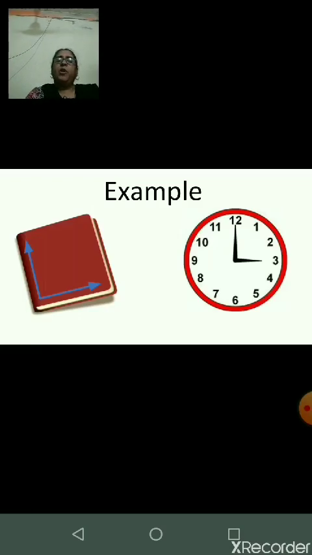Now in this picture, what do you see? The first picture is about a book. If you see the book, can you see that arrow mark which is shown in the book? Yes. So what does this arrow mark show? It shows the two adjacent sides of a book make a right angle. You can see the adjacent sides of a book? Yes. So which angle does it make? Right angle.